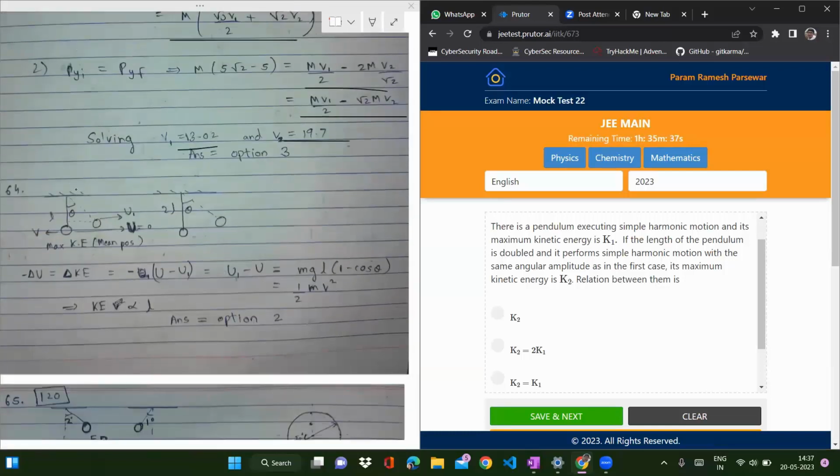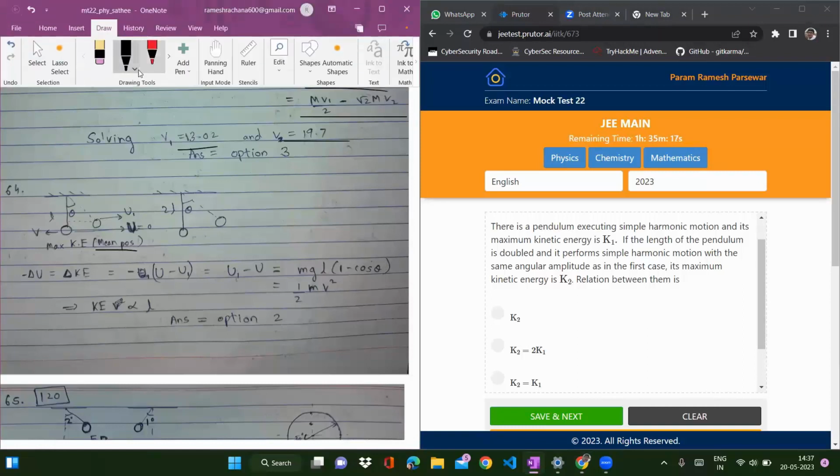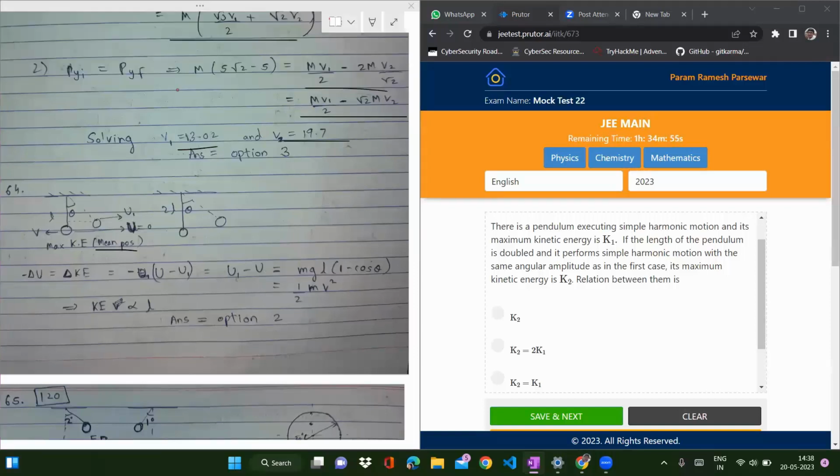So it is asked that we have a pendulum of length L, mass M, and it is performing simple harmonic motion, and it is given that the maximum kinetic energy, which is at the mean position, equals K1. Now it is asked, if the length of the pendulum is doubled and it performs simple harmonic motion, so the length of the pendulum is doubled but the angular amplitude, that is theta, is kept the same.